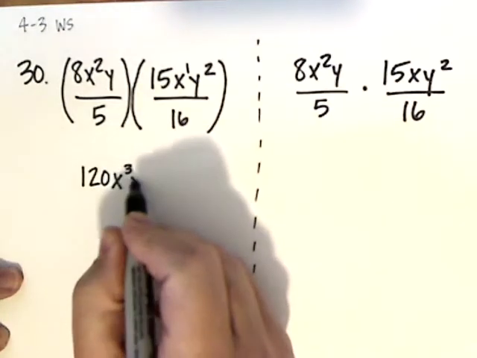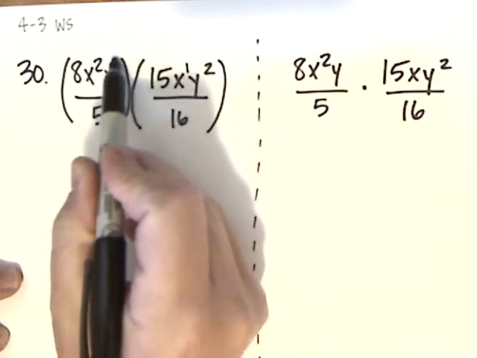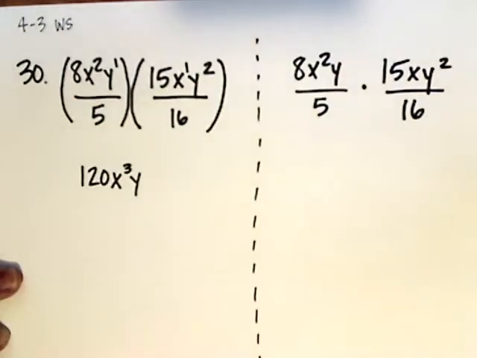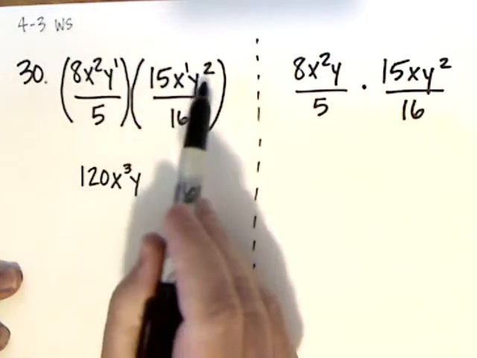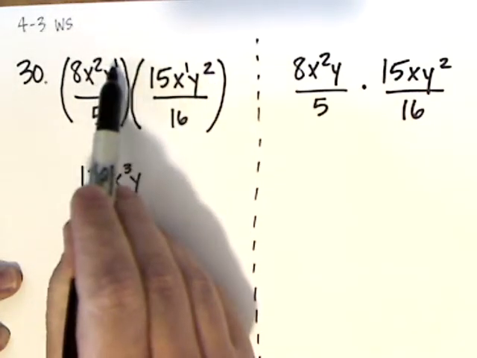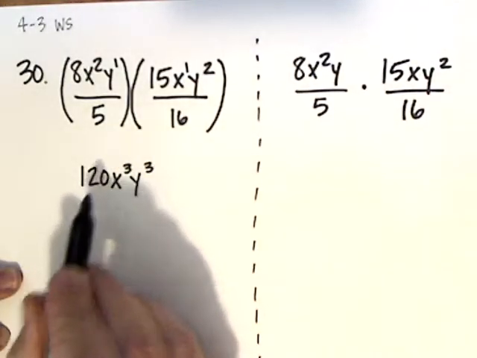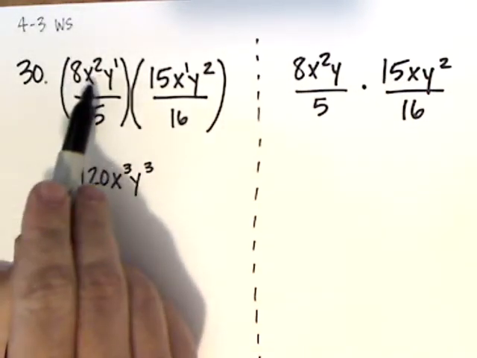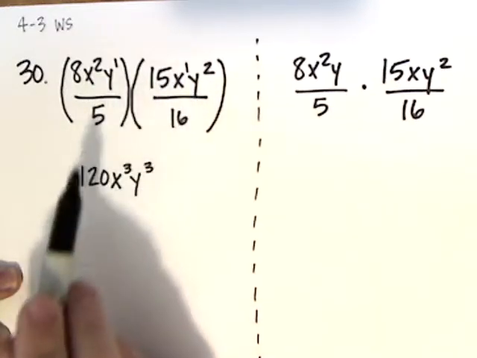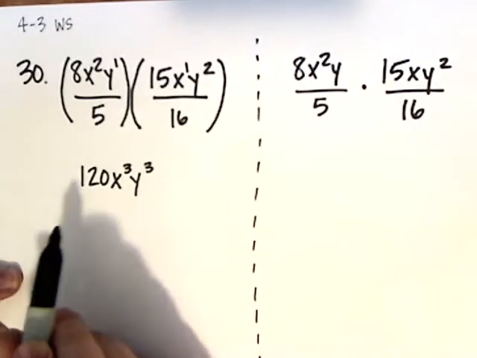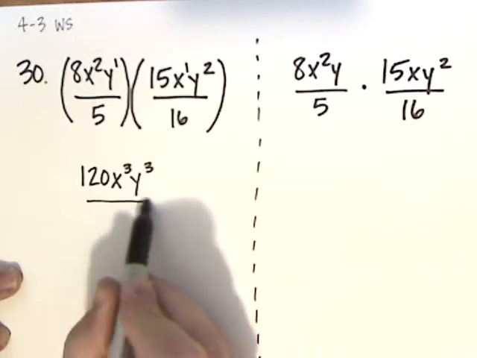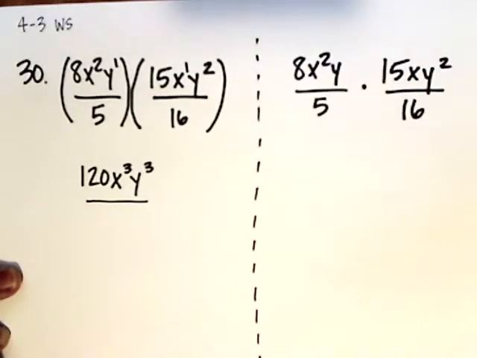Now we look at the y's. This y has a little imaginary 1 that you can add if you want. So I have a y and a y to the second power. So 1 plus 2 is going to be 3. So that's the numerators. When you multiply 8x squared y times 15xy squared, you get 120 x to the third, y to the third.